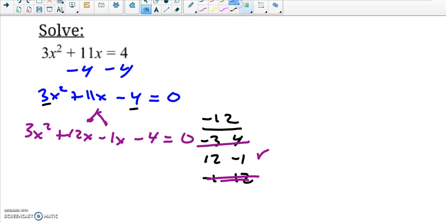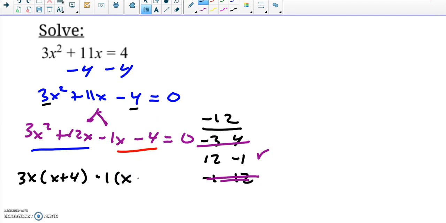Group together the first two terms. Group together the second two terms. See what I can factor out of the first two. I can take out an x. I could also take out a 3. I'm left with x plus 4. Out of the second two, they're both negative at least, so I'll take out a negative 1, left with x plus 4. Again, you know you're factoring right when those second two parts are the same. If they're not, something went wrong.